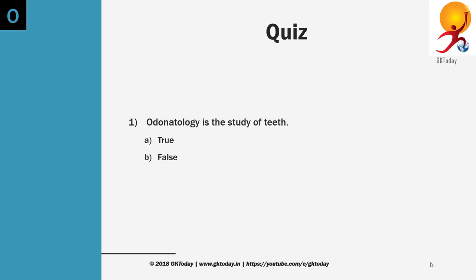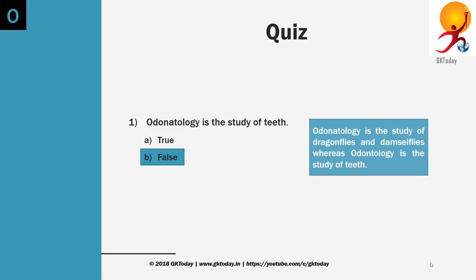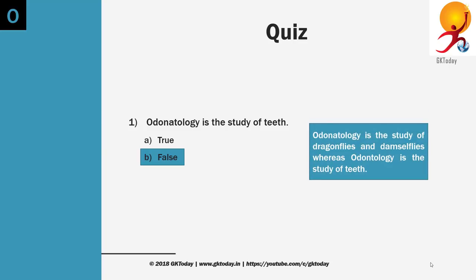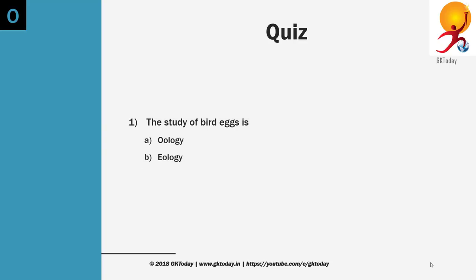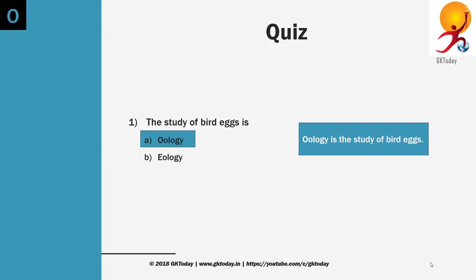Quiz time. Odontology is the study of teeth, true or false? And the answer is false. Odonatology is the study of dragonflies and damselflies. Odontology is the study of teeth. The study of bird eggs is A. Oology, B. Eology. Answer is oology. Eology is not a word.